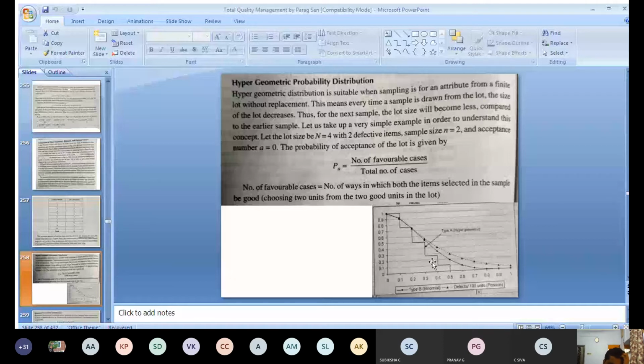But you cannot have defectives like 0.45 or 0.35. This kind of curve you won't get.